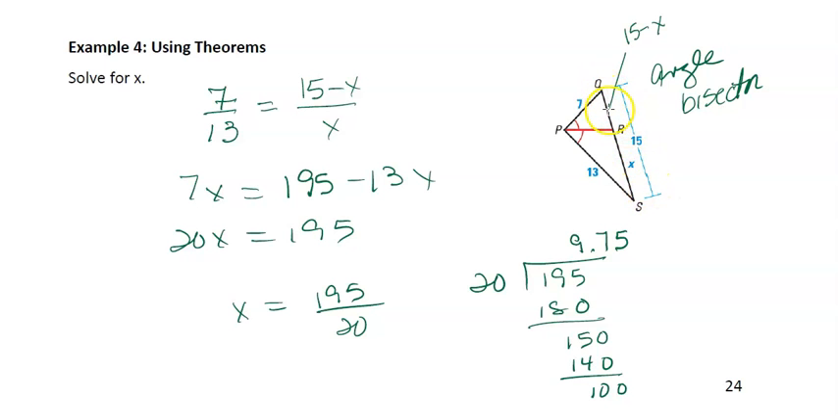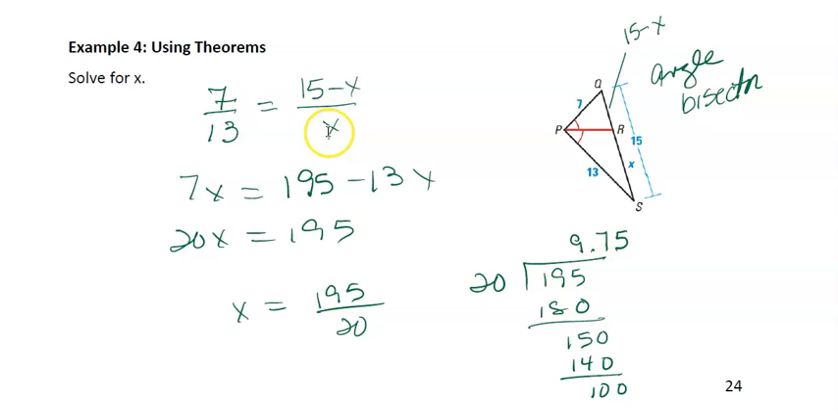Now, I don't have a value for QR, but I do know that this is 15 on the outside. So 15 minus x has to be QR. So here is my setup. 7 over 13 equals 15 minus x, which is the QR, over x, which is the RS.